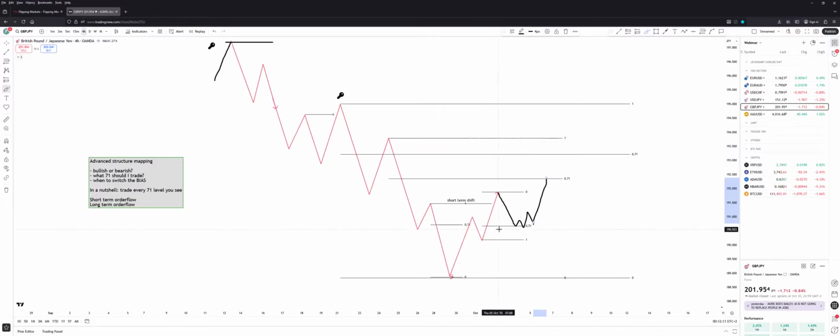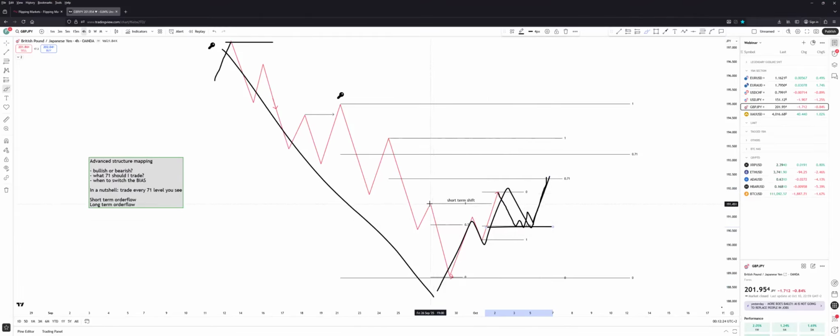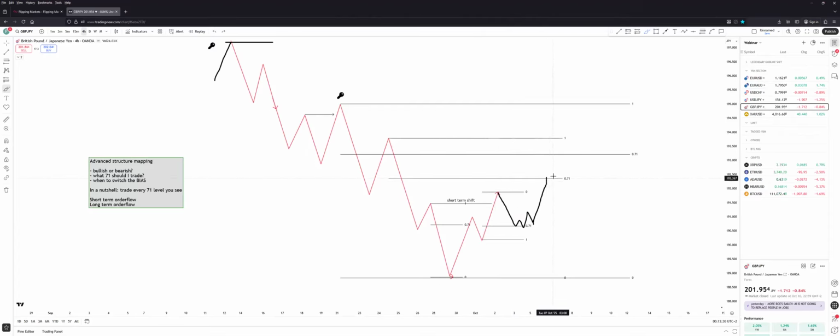Okay, now we identified that the long-term flow is bearish, but the short-term flow changed to bullish because we are mitigating 71 levels after 71 levels, and we just shifted the short-term flow from bearish to bullish by breaking the last recent high point. But let's just say that price mitigates this 71 right here. What you do right here is that you immediately shift the order flow view back into bearish, and now you prioritize shorts over longs again.